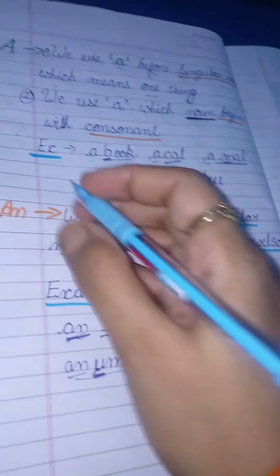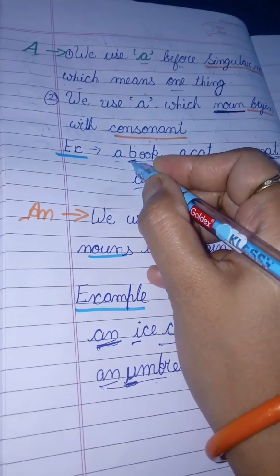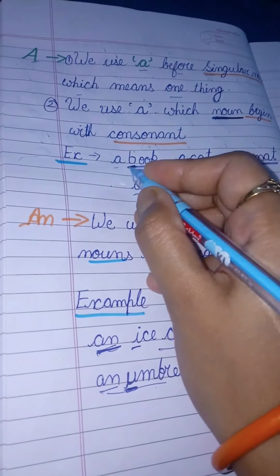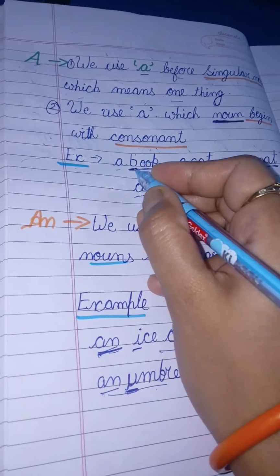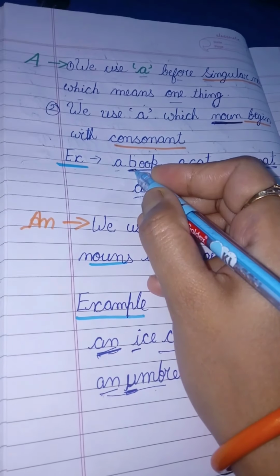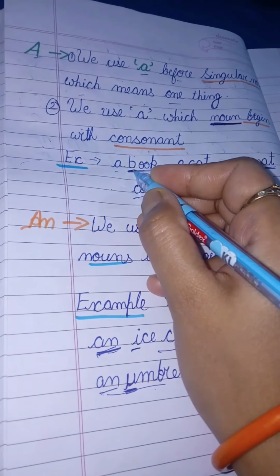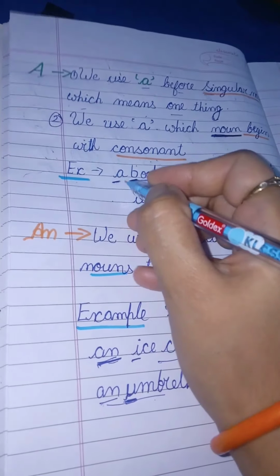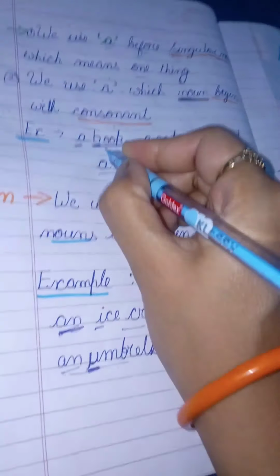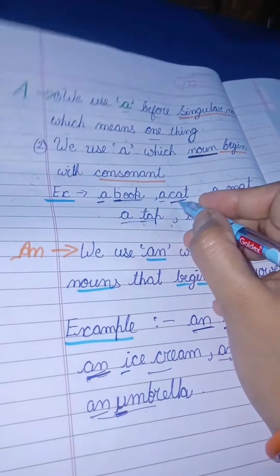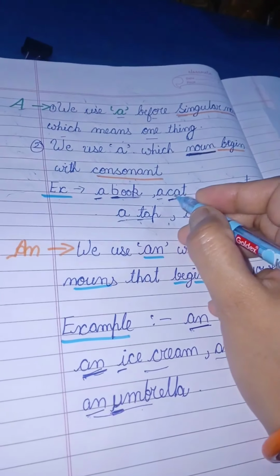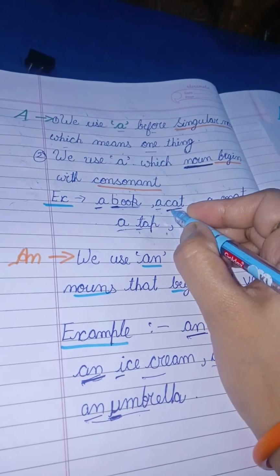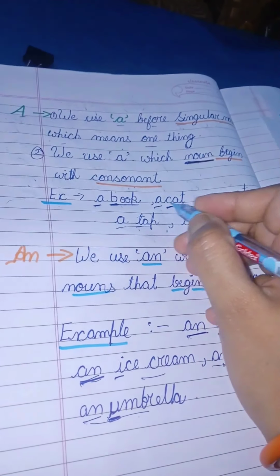फॉर एग्ज़ाम्पल यहाँ पे मैंने लिखा है बुक, BOOK, book. The first letter of the book is B, and B is a vowel or a consonant? B is a consonant. So we have to write here a book. The next one is CAT, cat. The first letter of the cat word is C, and C is a consonant. So we have to write here a.